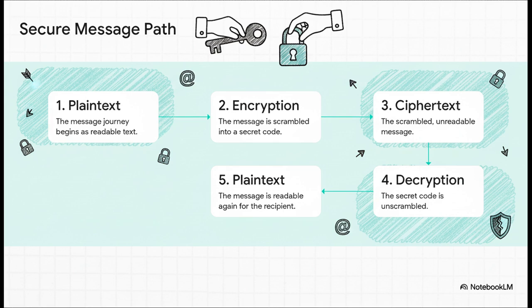Then it gets scrambled, turning into a secret code. Then, on the other end, it gets unscrambled. And boom, it's readable again. But here's the kicker, only for the person it was meant for. So let's break down each of these steps one by one.